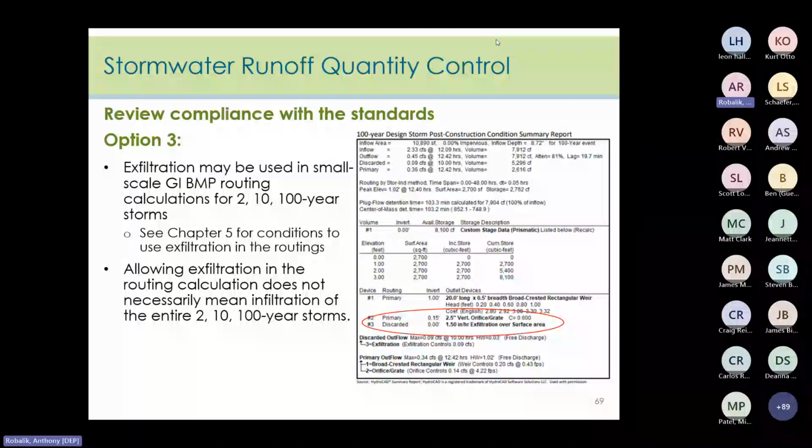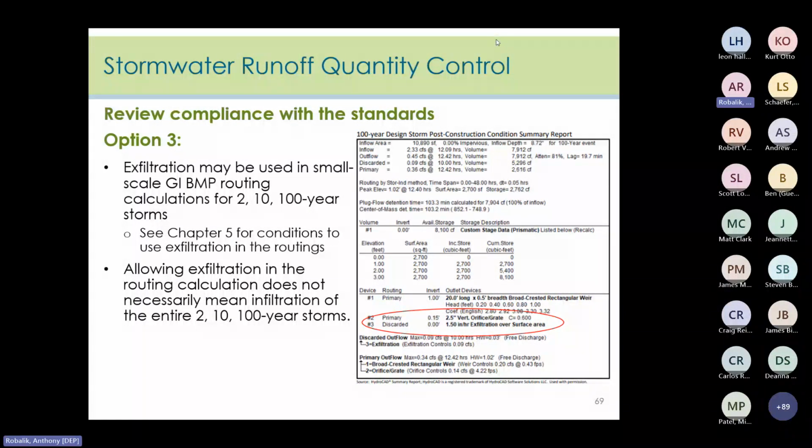So for this case, on the printout, it shows that exfiltration was included in the routing calculation and is denoted as discarded runoff, and it's circled down below there. Note that this BMP design does not infiltrate the entire 100-year storm event into the subsoil. As you can see on the slide, primary means the discharge of the 100-year storm through an outlet structure.